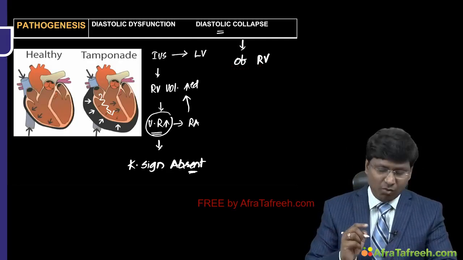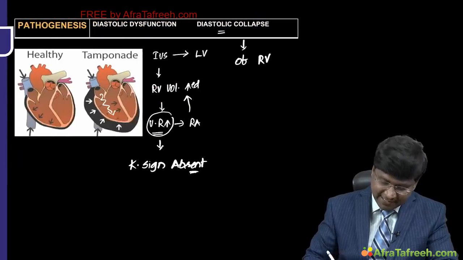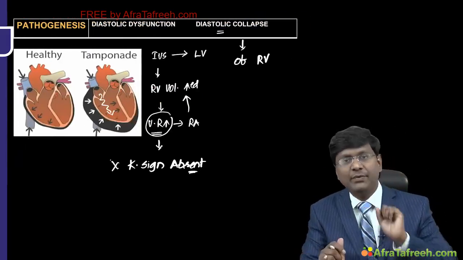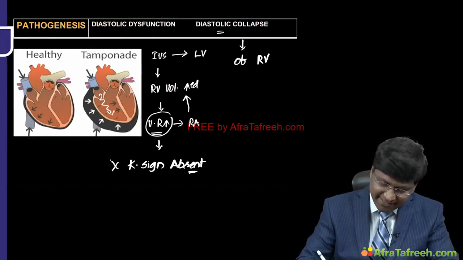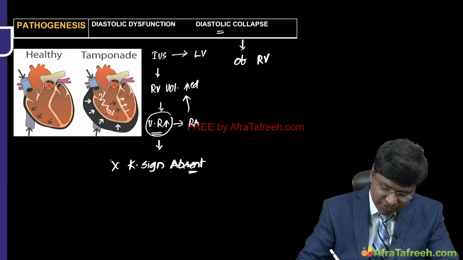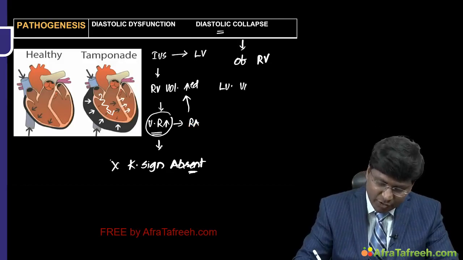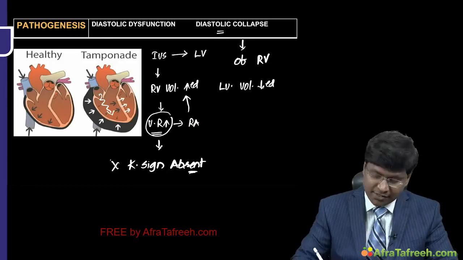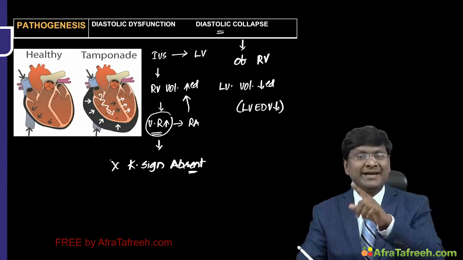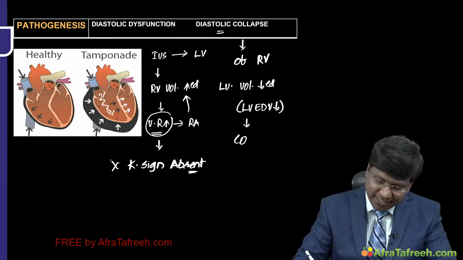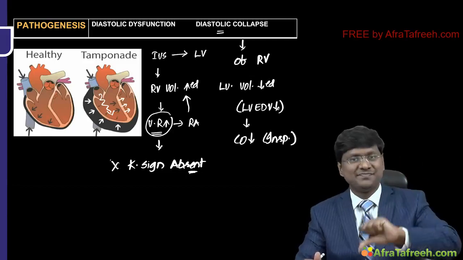Now, in the JVP, what are the important findings that you need to know? The JVP is elevated, but there is no Kussmaul sign. Very important point. Next, another point that you should know is that the interventricular septum is shifted onto the LV during the diastole. So what will happen to the LV volume? That is reduced, right? So your LV end diastolic volume is also reduced. When your LV end diastolic volume is reduced, what will happen to your cardiac output during inspiration? During inspiration, the cardiac output decreases, right?